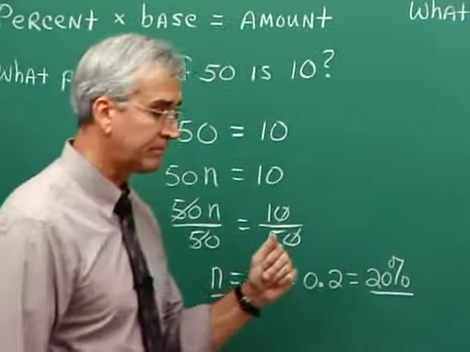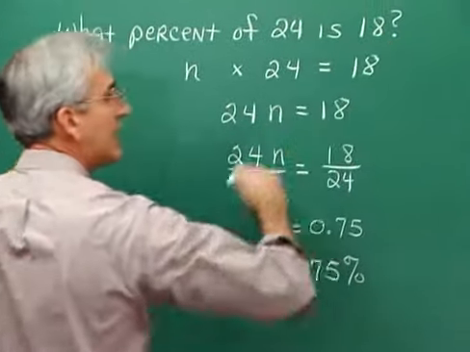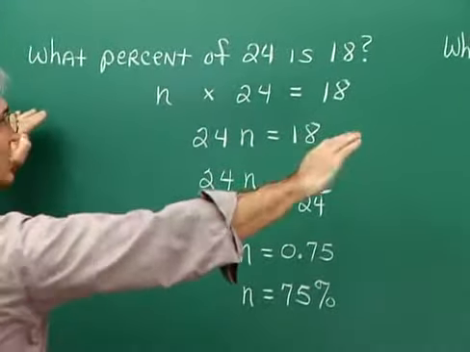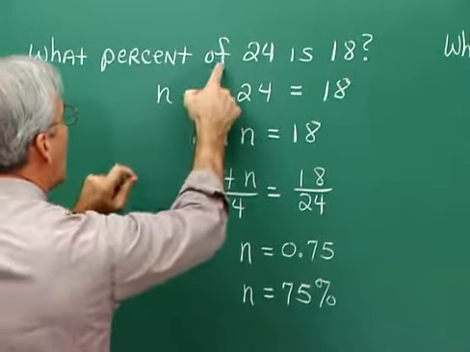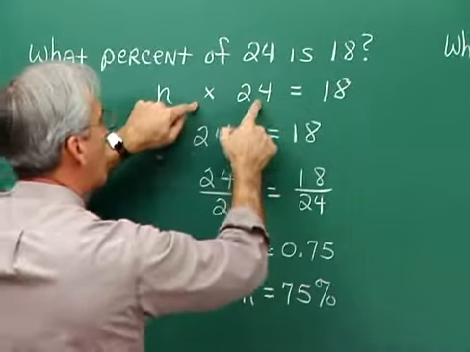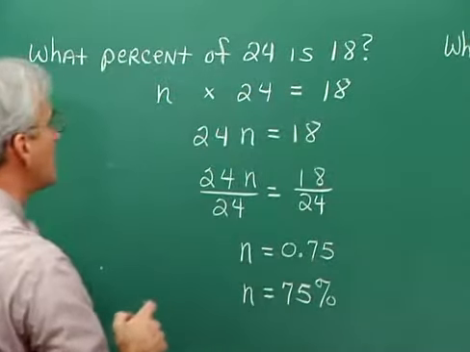Here's another one, and we approach it the same way. What percent of 24 is 18? And go through the interpretation process to set up the equation. What percent, some letter, n; of means times, 24 bring down; is means is equal to 18. Now we have an equation to be solved.